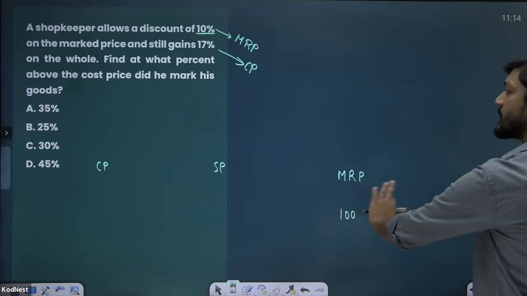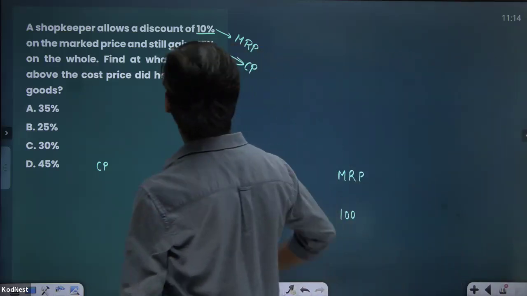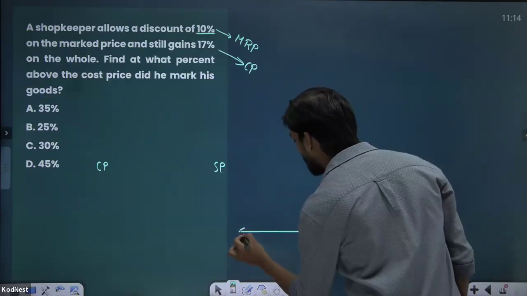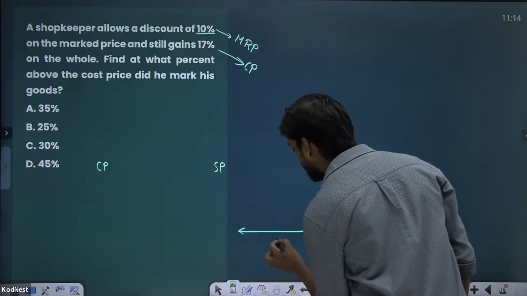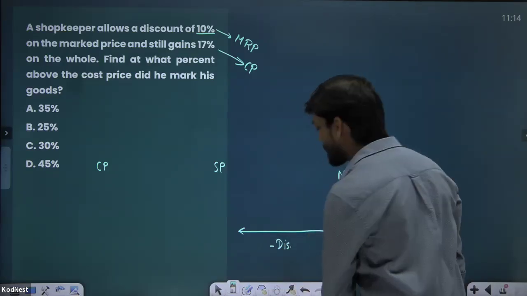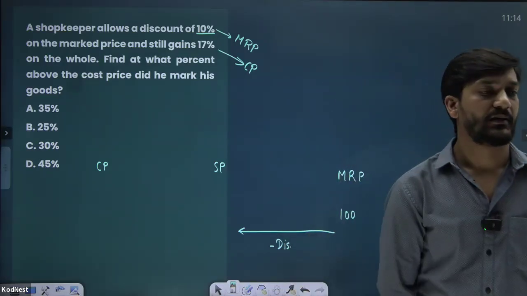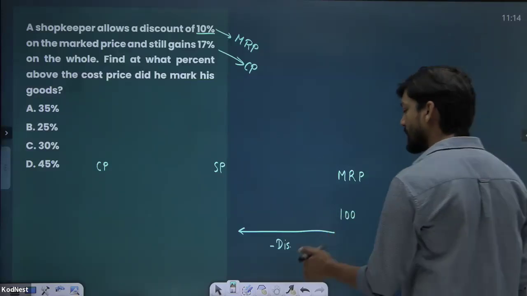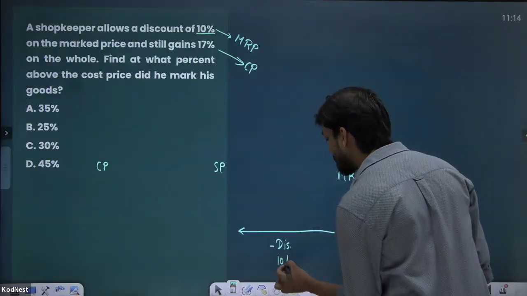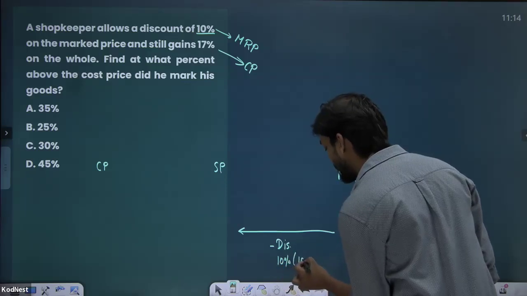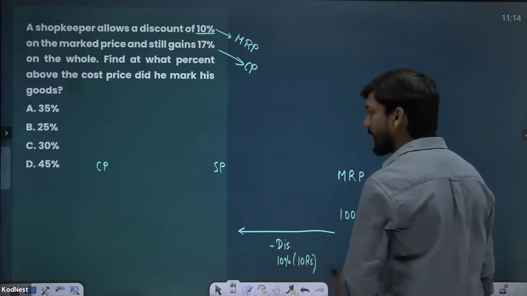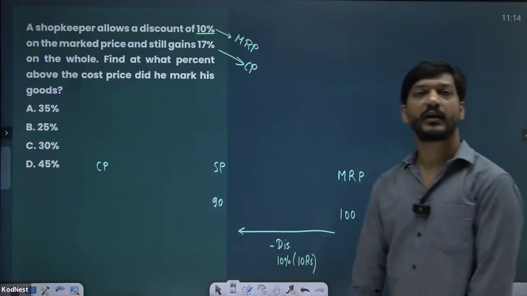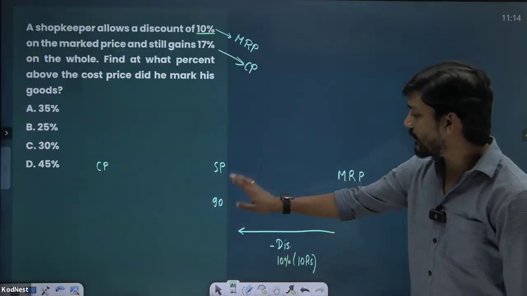If marked price is 100 rupees, in that case, I will get a discount of 10%. So how much discount? 10%, 10 rupees. Okay, 100 rupees MRP, that's fine. So selling price will come out as 90 rupees. Okay, selling price 90 rupees.